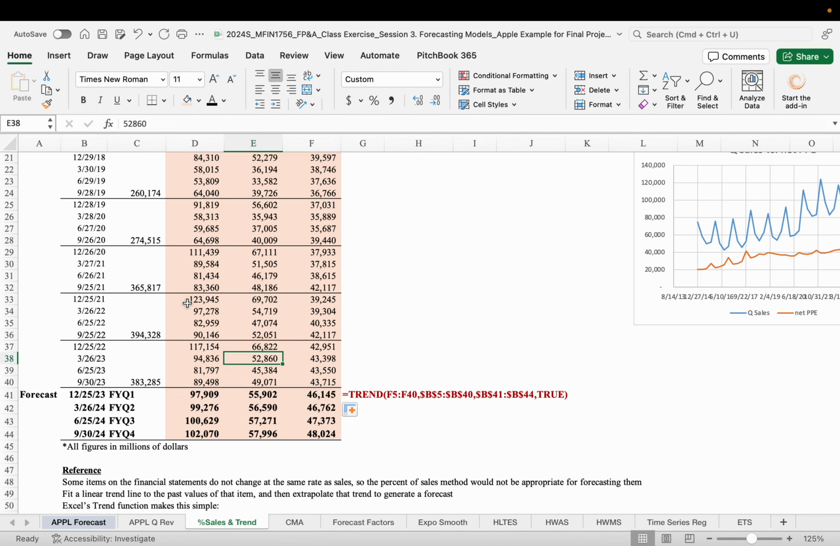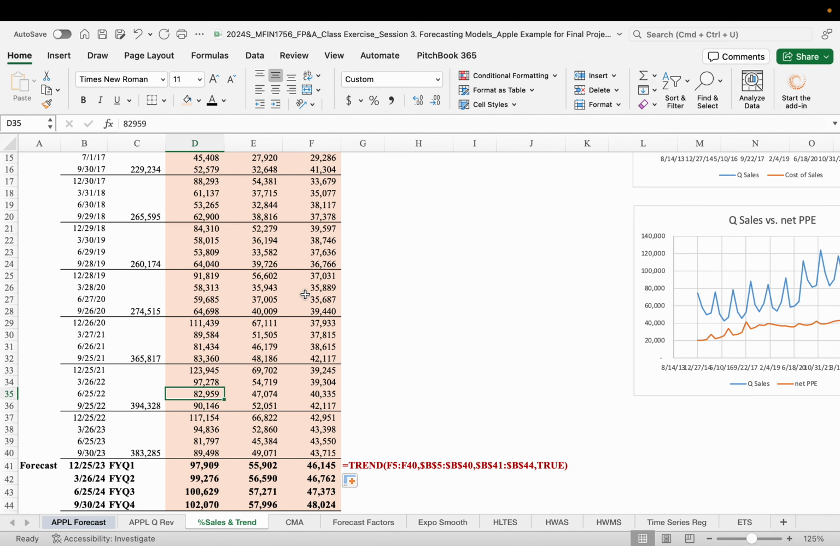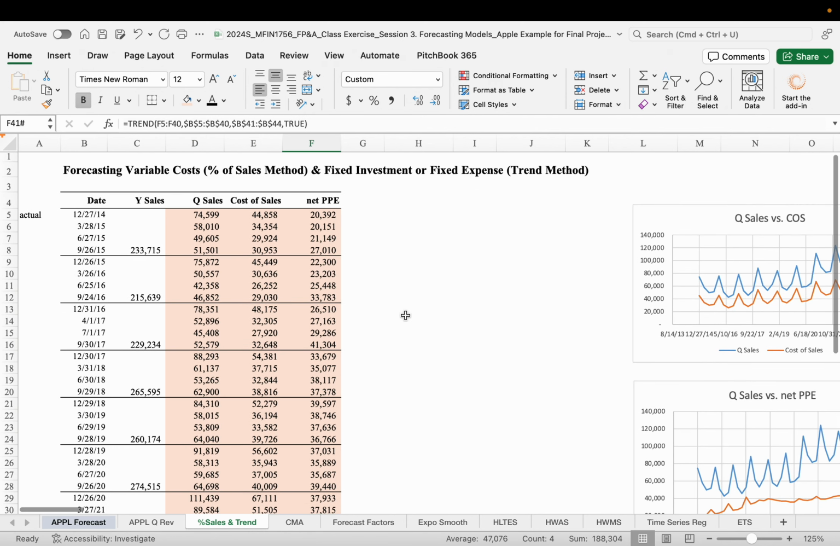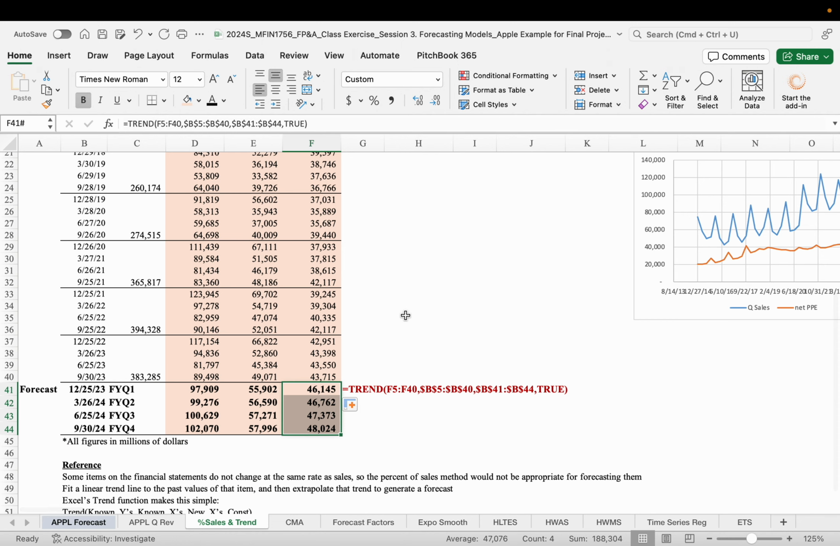Usually they have the first quarter highest, and then the second quarter, and before the third quarter is the lowest, and then they rebound, and then the next first quarter they have the highest one again. But this trend doesn't show any kind of seasonality, right? That's why we cannot use this for the forecasting model. Instead, we just focus on how to get the net property, plant, and equipment in the trend function.